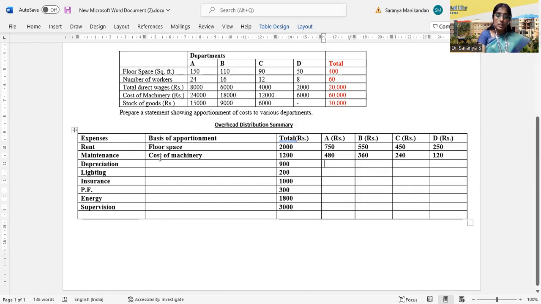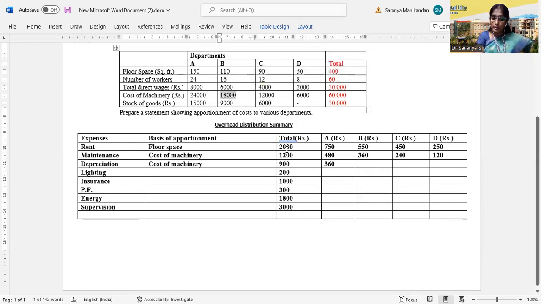Okay, and the depreciation is also based on cost of machinery. So we will go with the same calculation. So 900 into 24,000 by 60,000, correct? 900 into 24,000 by 60,000. How much you will get? 360. And the next one, 900 into, for B department, how much is given?